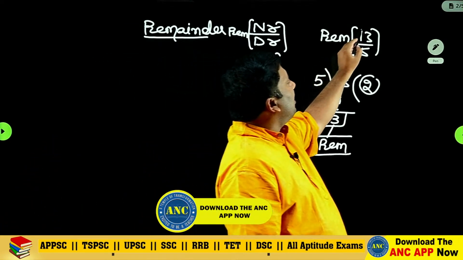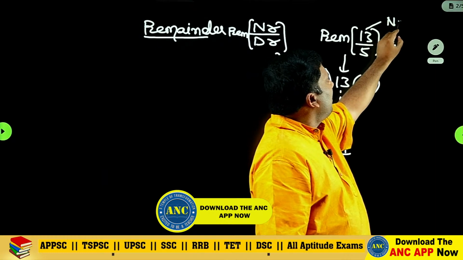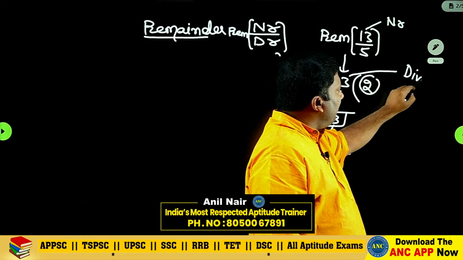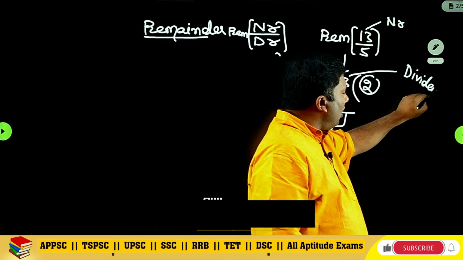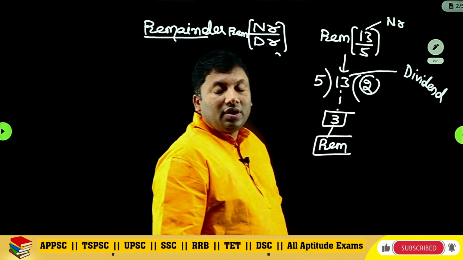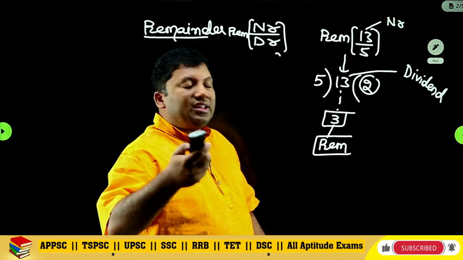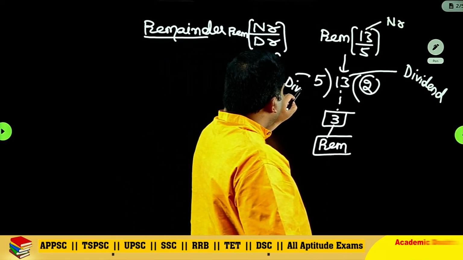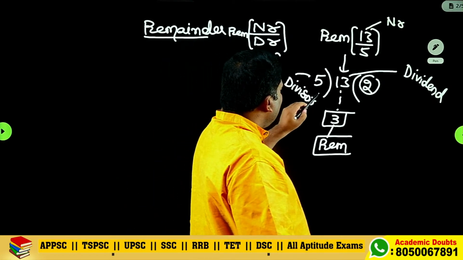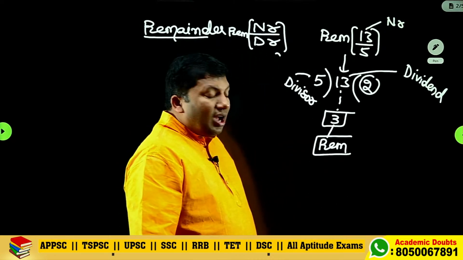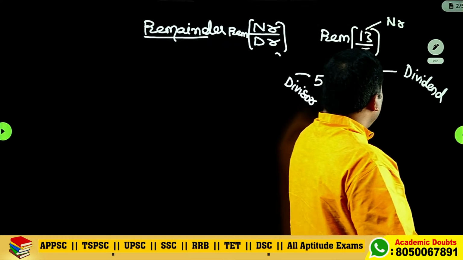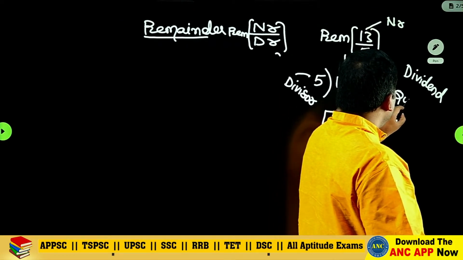Whatever is there in the numerator is called the dividend. Which number is dividing the dividend? That is called the divisor. How many times the divisor is dividing the dividend? That is called the quotient.